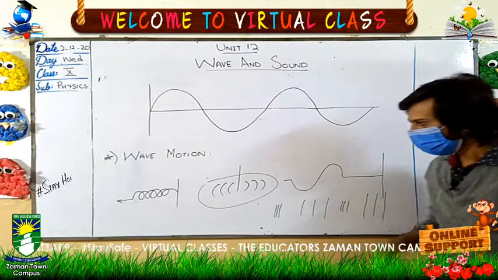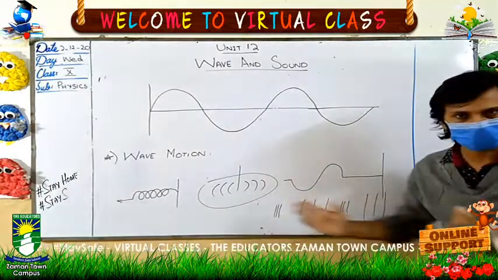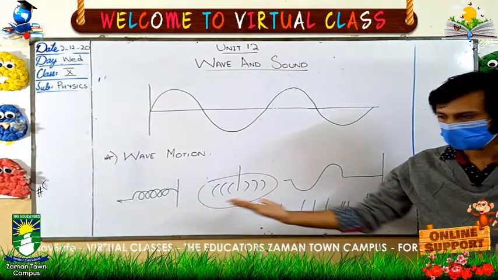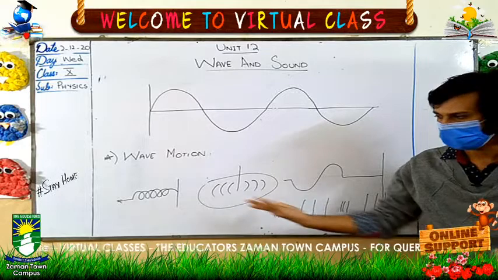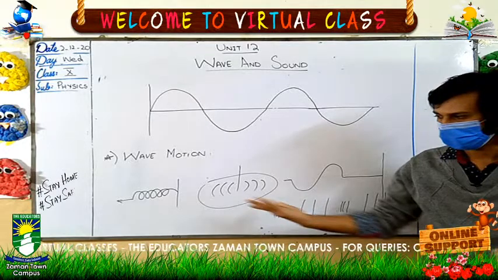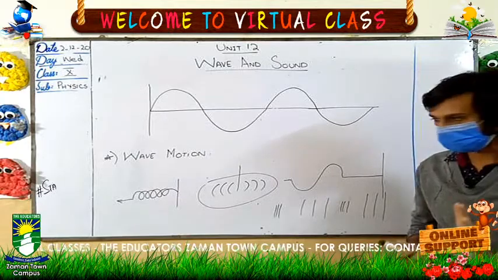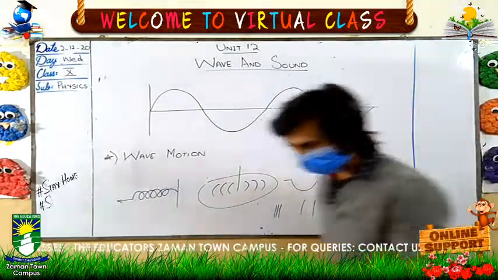Getting class? So these are the types of motion, we can say. These are the wave motion. If I talk about how many types of waves there are, we have two types of wave. We discussed two types of wave.